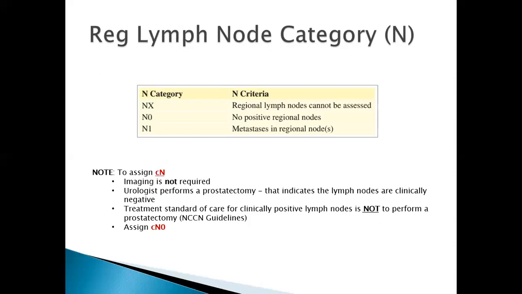So it would not be a CNX. You would assign a CN0, okay? Very, very important note to remember. You might want to put a little note like that in your book.